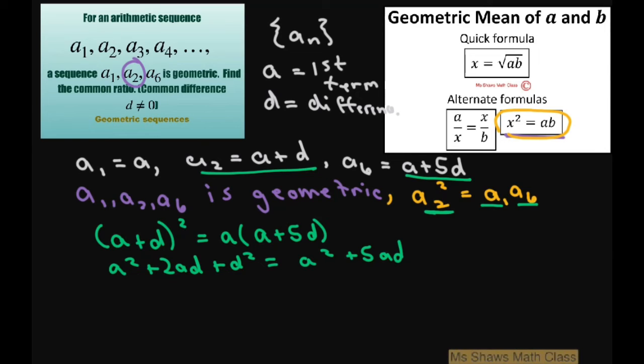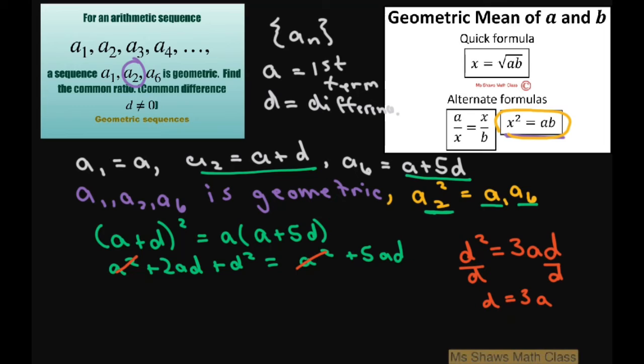Now, simplifying this, the A squares cancel. So we're going to get D squared equals 3AD. Now that we have that, D can't be 0. Therefore, if you divide both sides by D, we have D equals 3A.